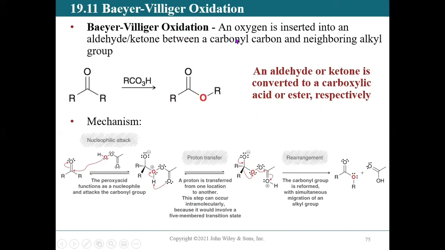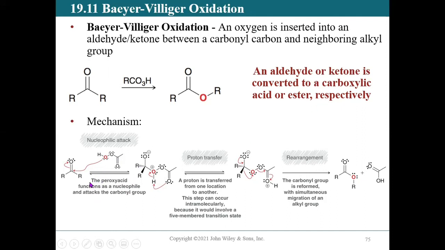Baeyer-Villiger oxidation is when an oxidant is inserted into an aldehyde or ketone between the carbonyl carbon and a neighboring carbon. So here is the carbonyl carbon, and we use some peroxide, and we can install an oxygen in between this carbonyl carbon and this alkyl. An aldehyde or ketone is converted to a carboxylic acid or ester, respectively. So that means an aldehyde will be converted into an acid, and a ketone will be converted into an ester.